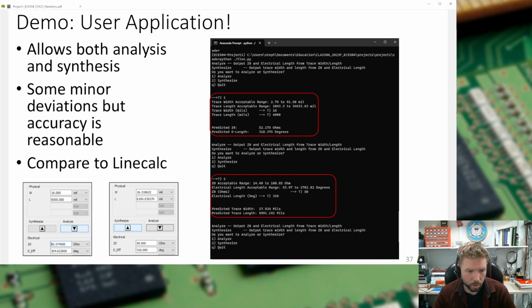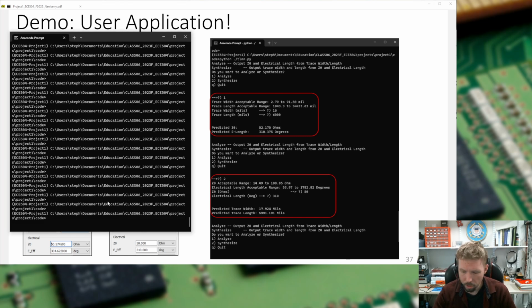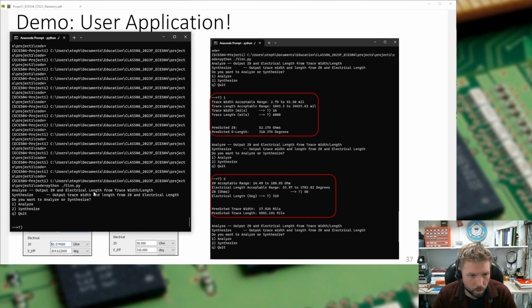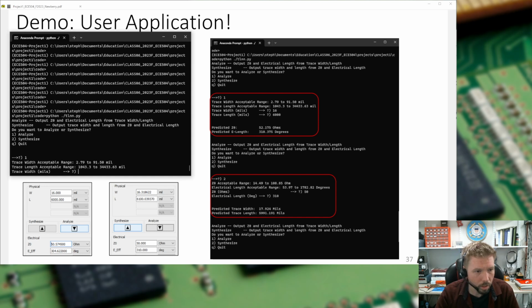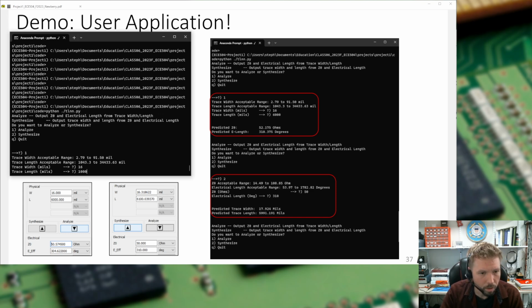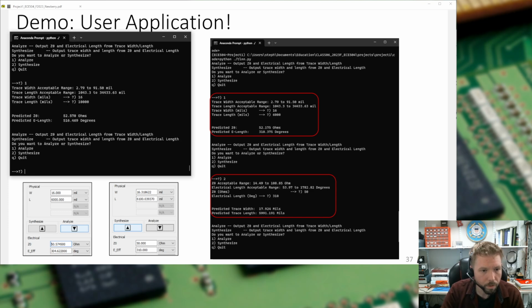So I will show the demo here. I'm going to run it. And the program asks if we'd like to analyze or synthesize. So to start out with, I'll do analysis, and we'll give a trace width of 16 mil and a trace length of 10 inches. And this predicts that we have a Z0 characteristic impedance of 52.57 ohms and 516 degrees.